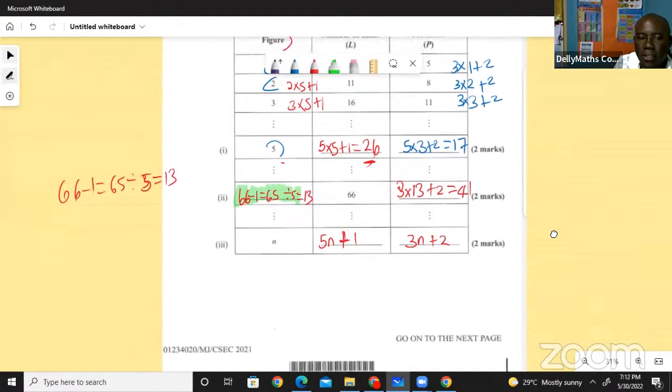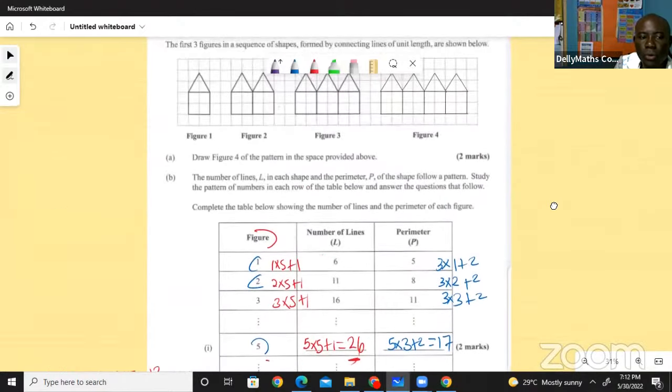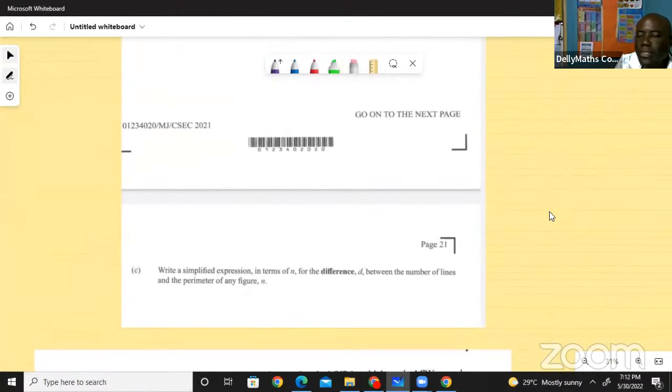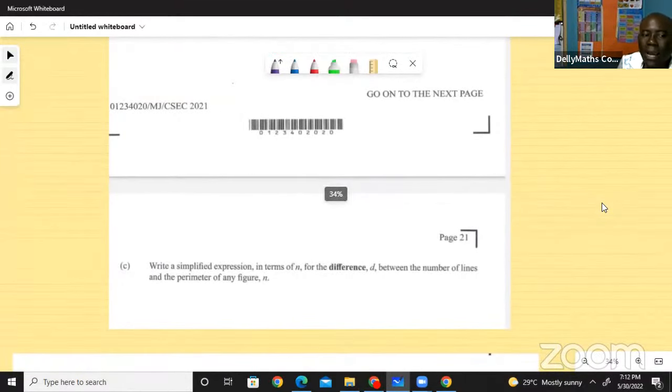All right, let's raise this up a little bit. The question says, write a simplified expression in terms of n for the difference d between the number of lines and perimeter of any figure. So we want to find the difference between 5n plus 1 and 3n plus 2. This one is perimeter P and this one is the number of lines. So we're going to subtract.